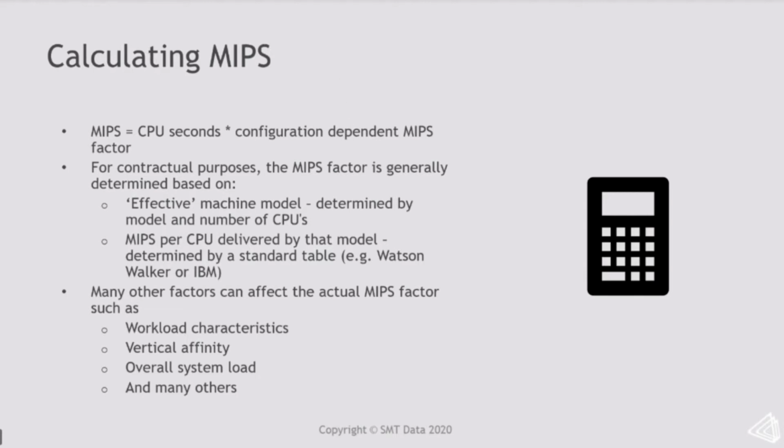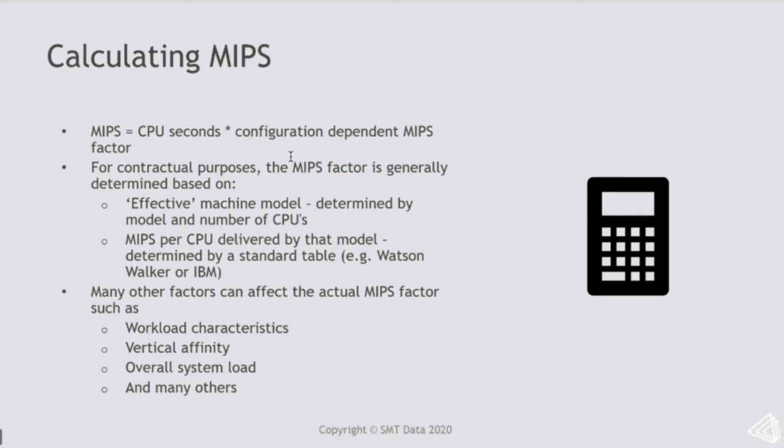So finding the effective model, as I said, is affected by the number of processors. More processors means more overhead and fewer MIPS delivered per CPU second. Also, newer models generally deliver more MIPS per CP than older ones, typically because they have a faster clock time, better instructions, or bigger and faster cache.